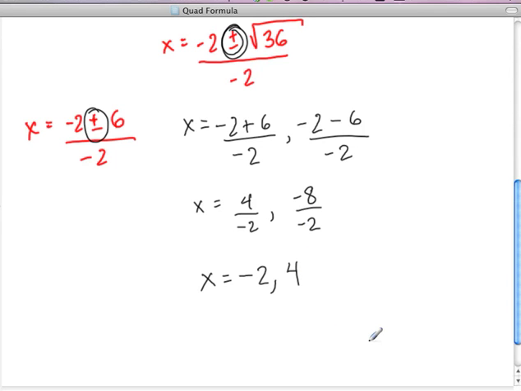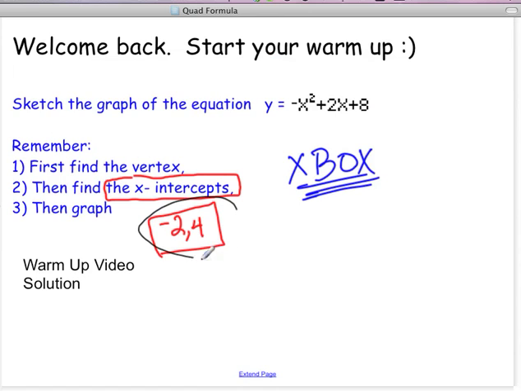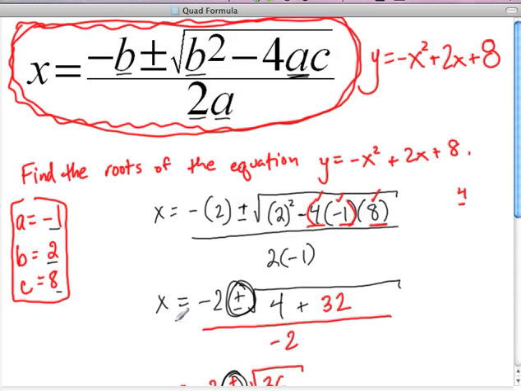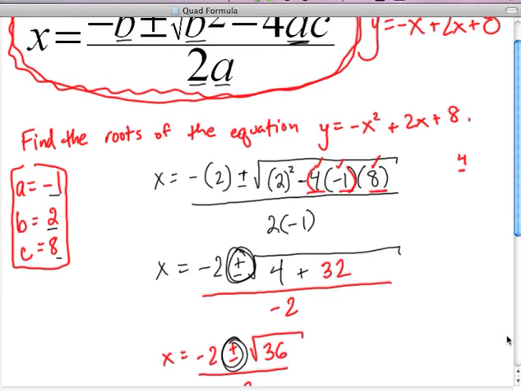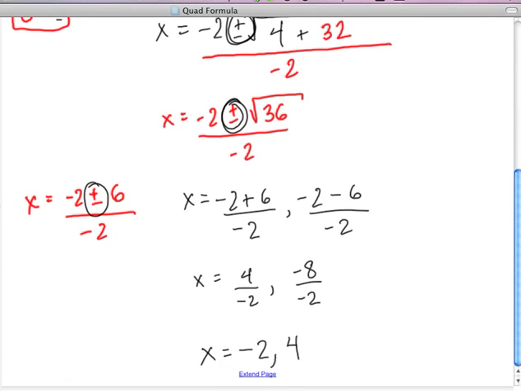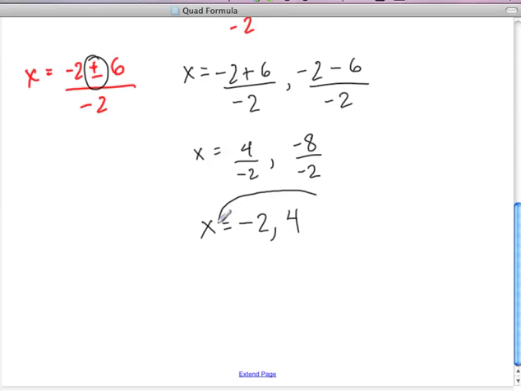So, what was that road to the park? Was that a little bit longer of a trip for Mr. Eckert to get to the park than just doing Xbox? It might have been, but look, I got to the park. I got the same exact answer. Negative 2 and 4. Okay?